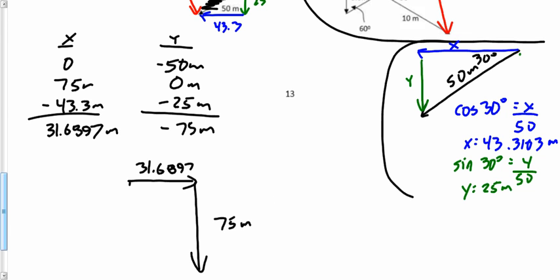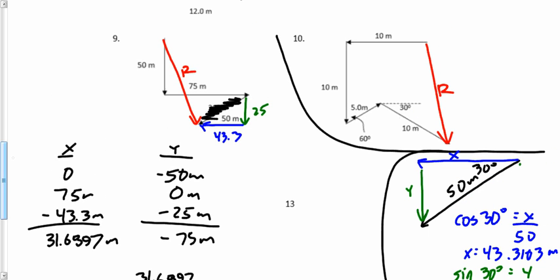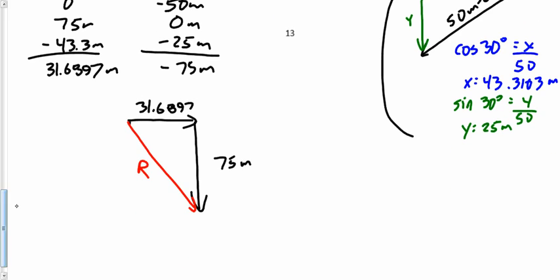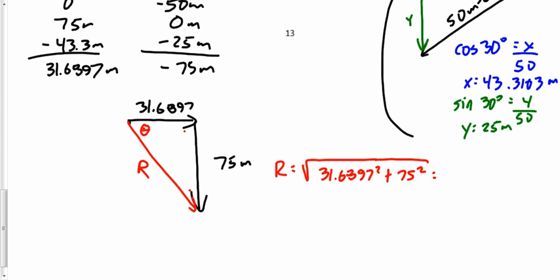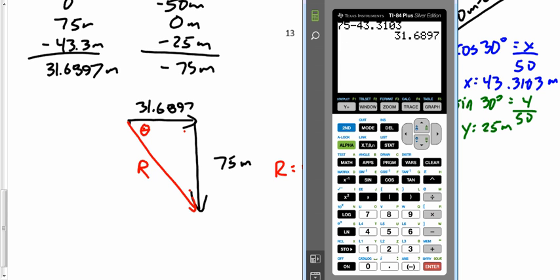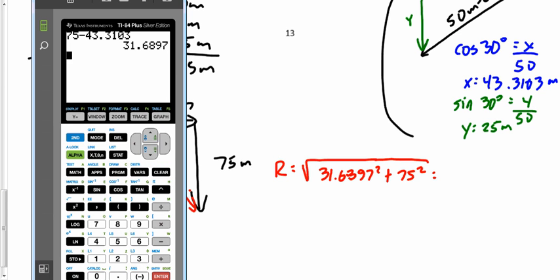My resultant vector is drawn from start to finish right here. And that looks a lot like the resultant vector that I already have drawn on my original diagram. Where am I going to label my angle? Position 1, 2, or 3? Position 2, yeah, always at the start of my vector diagram. R is going to be equal to the square root of 31.6897 squared plus 75 squared. We're going to say, let's do this on the calculator here. Second function, bracket, 31. Actually, let's just go.